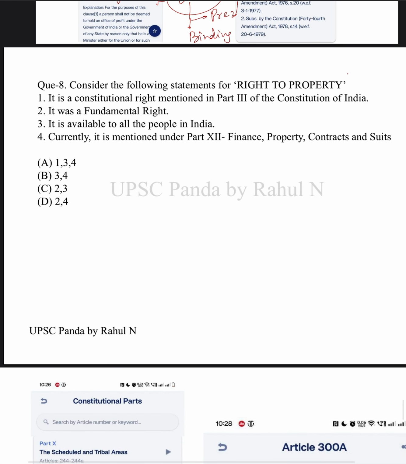Next, office of profit, right to property. Office of profit is done, right to property. It is a constitutional right. Yes, it is a constitutional right mentioned in part 3 of the Constitution of India. No, it is not mentioned in part 3. It is mentioned under part 12, finance, property, contract and suit.